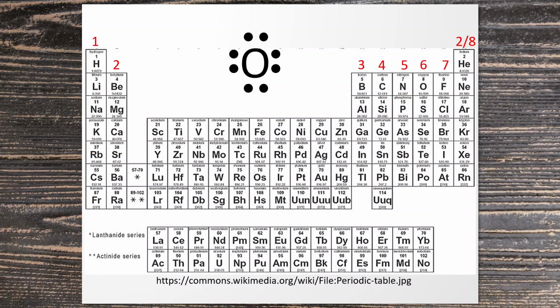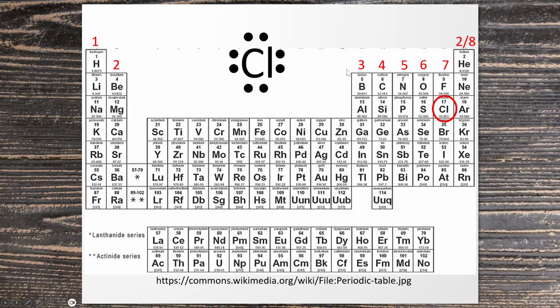Let's talk about oxygen. If we find it on the periodic table, it has a group number of 6, which means it has 6 valence electrons, meaning it's missing 2. If we rearrange these here, we see that it has 2 pairs of electrons that it gets to keep, and it has 2 electrons that it wants to share to a bond to get 2 more. Therefore, it's going to want 2 bonds.